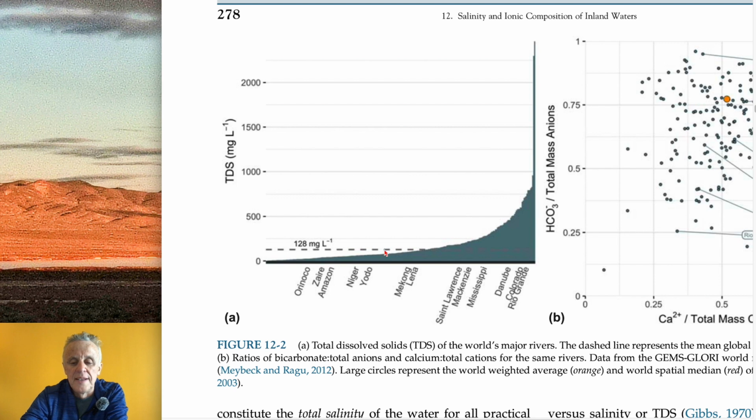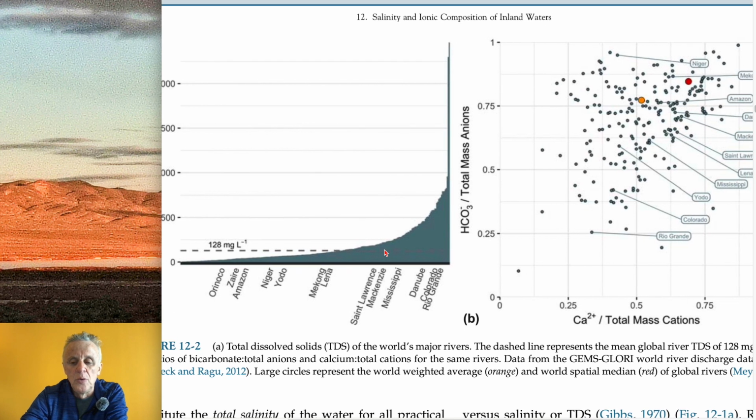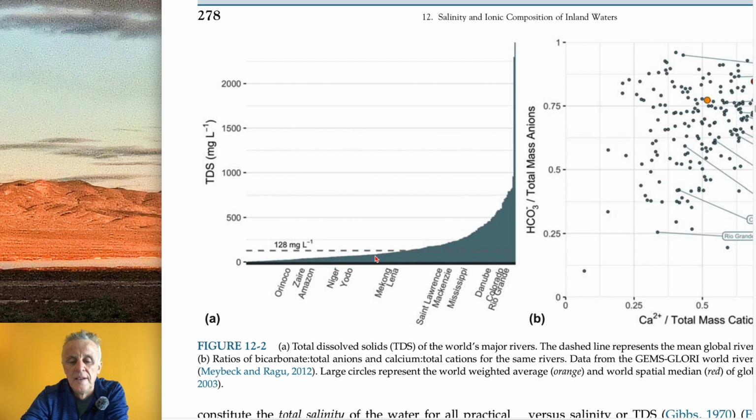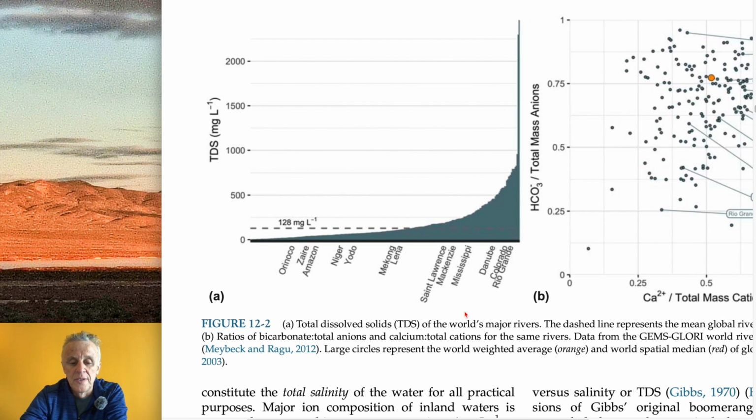Here they put in, I think, the dashed line representing the mean global river TDS of 128. So the mean is here. For example, the Danube, which is a river with some pretty high salinities, has salinities in the 500s. So a lot of rivers are actually, at the end of the day, for aesthetic purposes, you can probably drink the water from most of the rivers, even the Mississippi, if it was not contaminated in some areas.